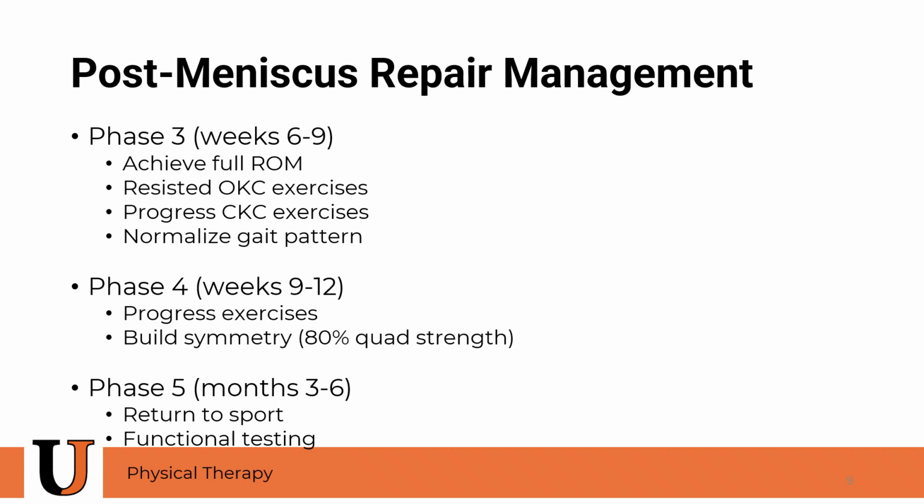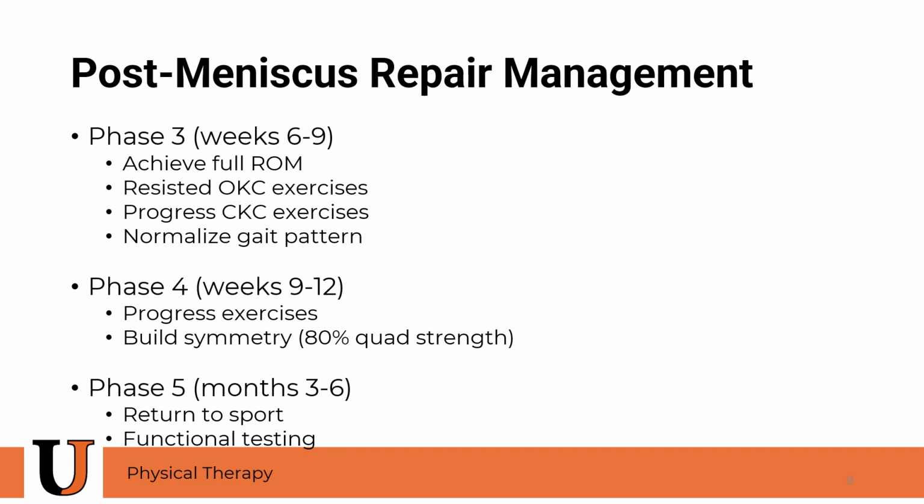Phase 3 is week 6 to 9. Here you want to achieve full range of motion while adding resistance to open chain exercises and along with progressing closed chain exercises. At this point, we should also see a normalized gait pattern. If the patient does not have a normalized gait pattern here, that should be our priority.